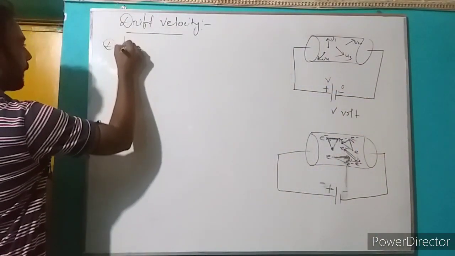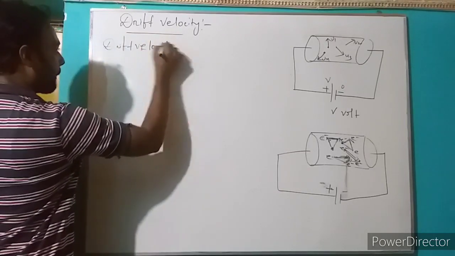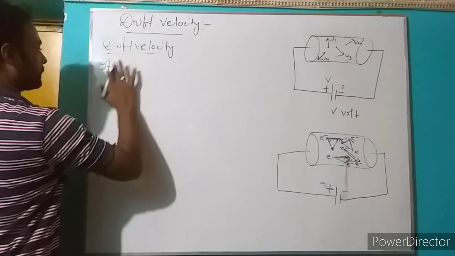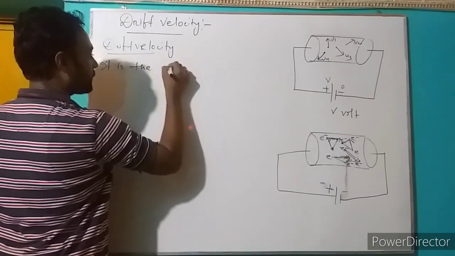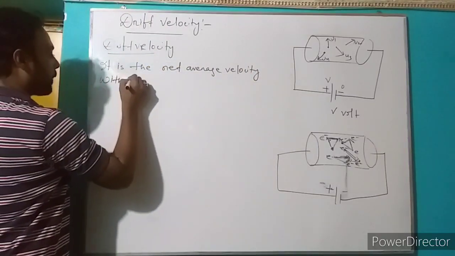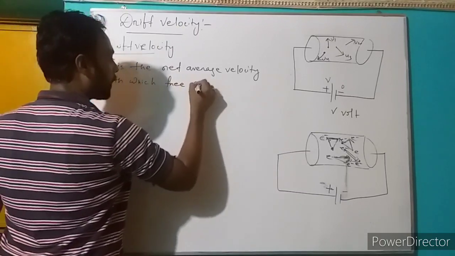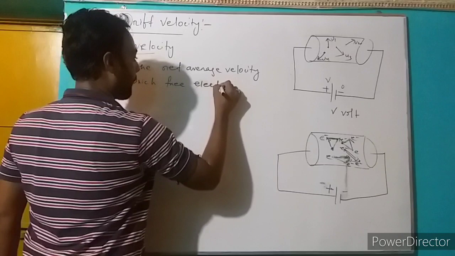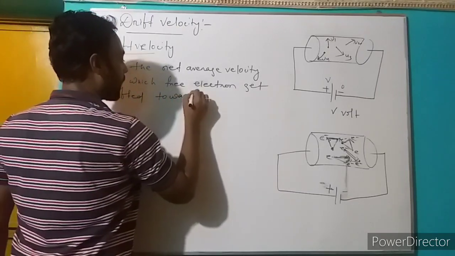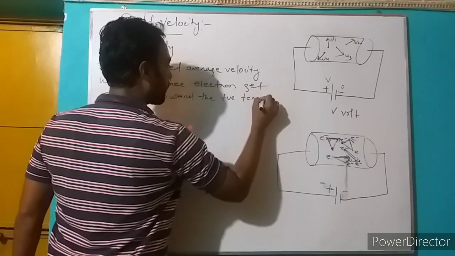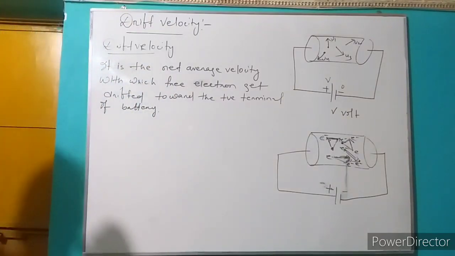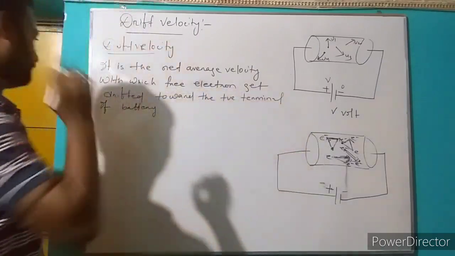So here you write that. Drift velocity. It is the net average velocity with which free electrons get drifted towards the positive terminal of the battery. Clear?